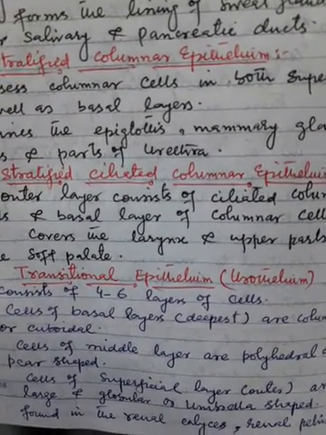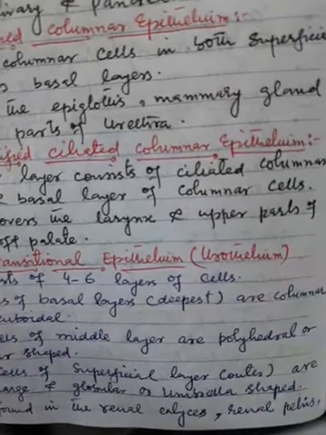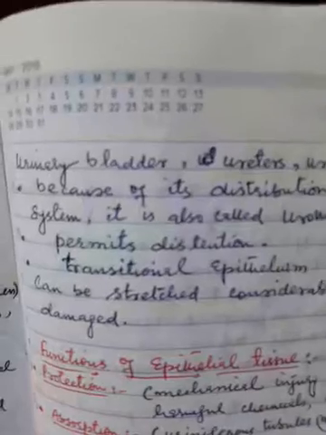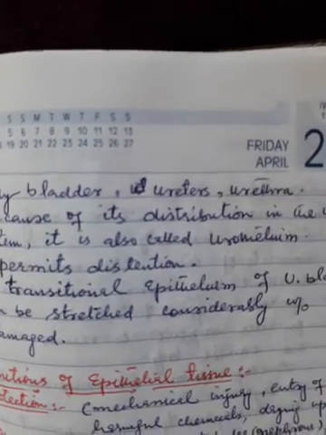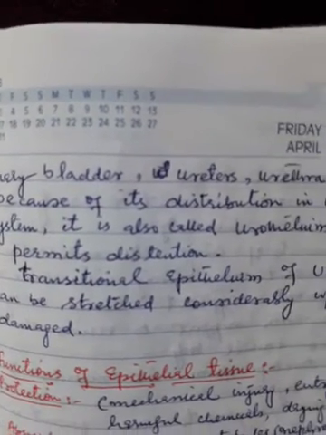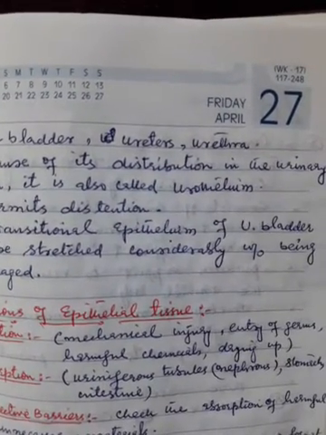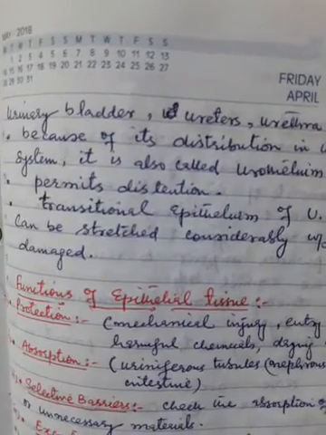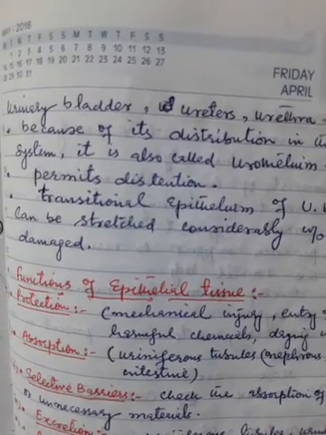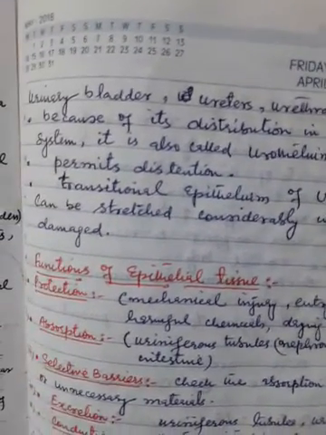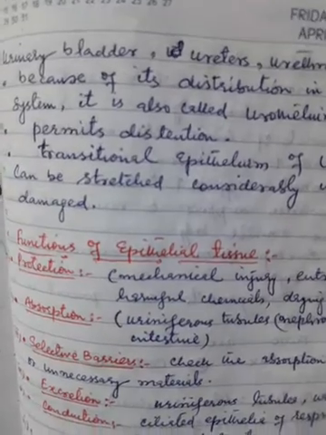This type of tissue, that is the transitional epithelium tissue, is found in the renal calyces, renal pelvis, urinary bladder, ureters, urethra. Because of its distribution in the urinary system, it is also called urothelium. This type of tissue permits distension. Transitional epithelium of urinary bladder can be stretched considerably without being damaged.